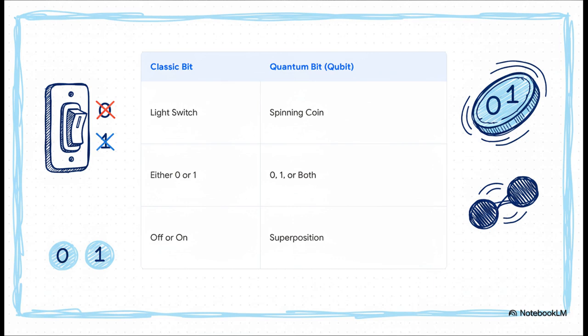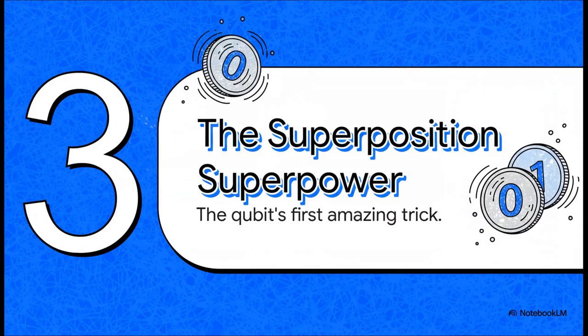A classic bit, it's that light switch, definitely on or off, a 1 or a 0. But a qubit? Well, a qubit is more like a spinning coin. Before it lands, it's not really heads or tails, is it? It's kind of a blurry mix of both possibilities at once. This incredible ability to be both 1 and 0 at the same time is what we call superposition. So, superposition, it's a superpower.